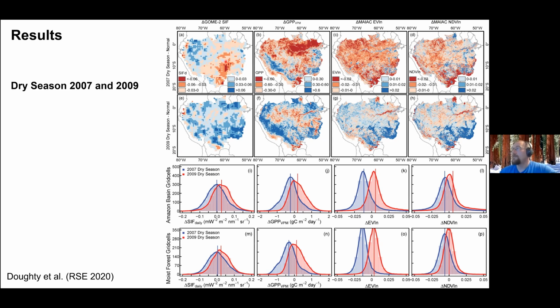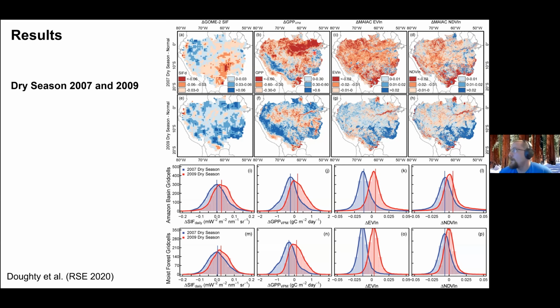The first column is GOME-2, and then we have VPM GPP, and then MIAC EVI, and MIAC NDVI. Remember, these are BRDF corrected. And I should mention these histograms below here reflect the data that's above here. These differences in SIF that you see here, you could see here I have 2007 dry season, the blue. So the blue would be La Nina, and the red histograms are going to be El Nino.